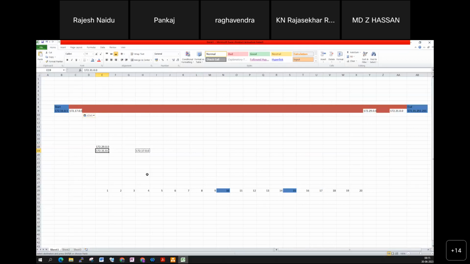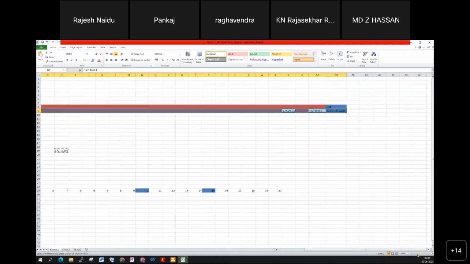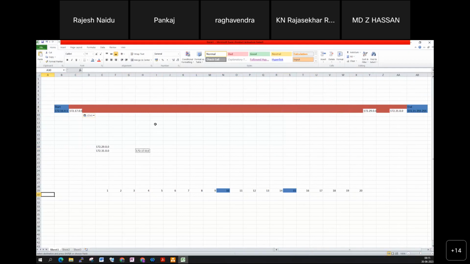172.31.0.0 is a subset of the maximum range. Don't you understand? My question is, 172.31 is a subset of the maximum range between this and this. Is this number available in this range or not? Yes, it is available.